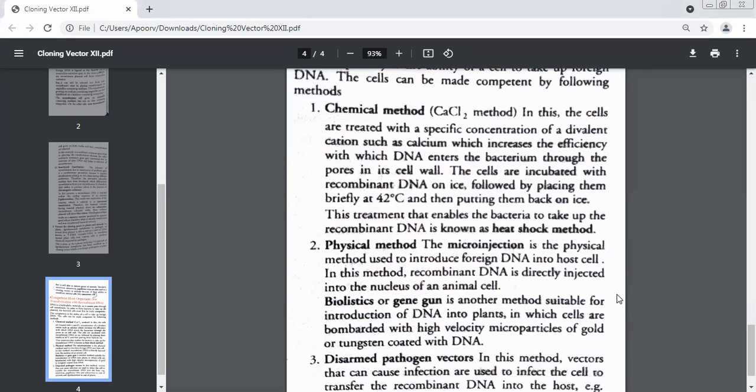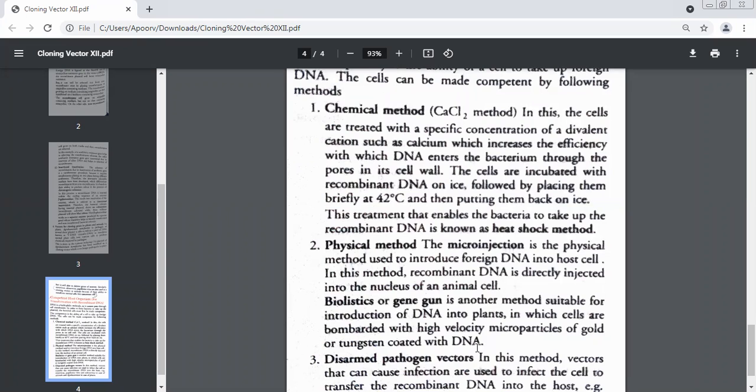Second method is the physical method. Microinjections are used to insert the DNA into the host cell directly with the help of an injection. We also have special gene guns, biolistics. This is another method in plants. We take microparticles of gold or tungsten and coat them with DNA. With a lot of speed, these particles are hit into the plants. The particles will go inside, leave the DNA in the plants and move forward.